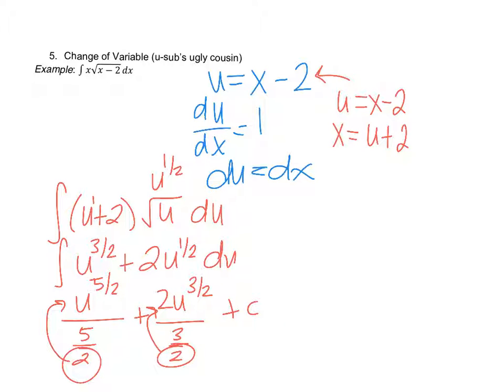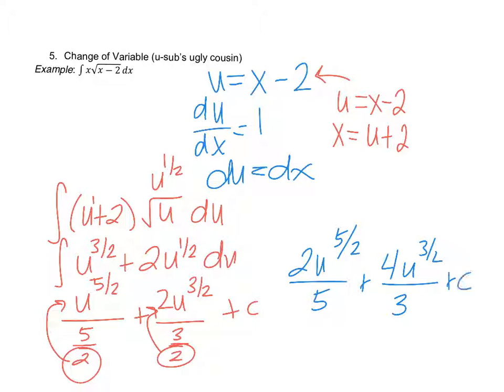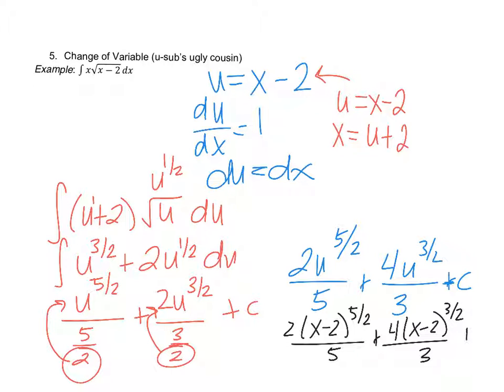So what does this make me get here? I have 2u to the 5/2 divided by 5 plus 4u to the 3/2 divided by 3 plus c. And I know what u is, right? u is x minus 2. So I could say this is just 2 times x minus 2 raised to the 5/2 divided by 5 plus 4 times x minus 2 raised to the 3/2 divided by 3 plus c.